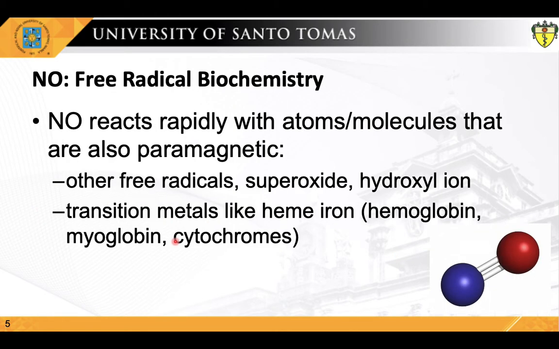Nitric oxide reacts rapidly with atoms or molecules that are also paramagnetic, predominantly with molecules that have orbitals with unpaired electrons, which are typically either free radicals such as superoxide and hydroxyl ion, or transition metals like heme iron found in hemoglobin, myoglobin, and cytochromes, and metals such as iron, copper, or manganese.